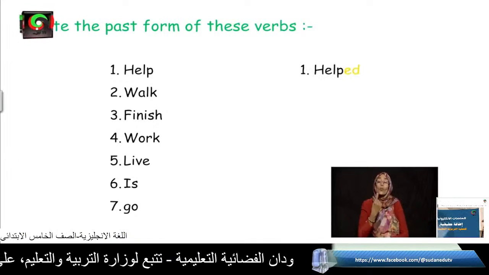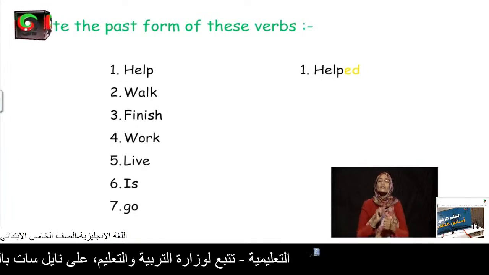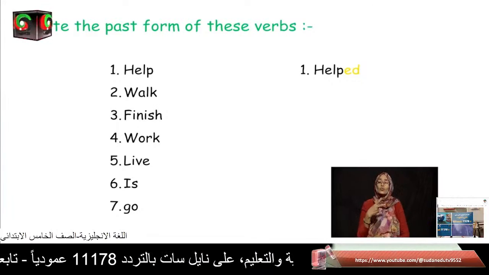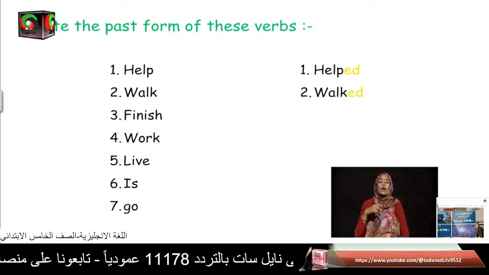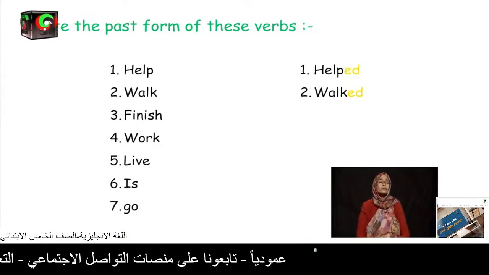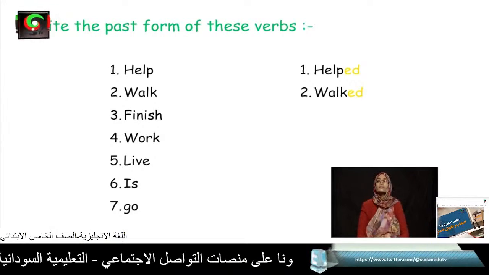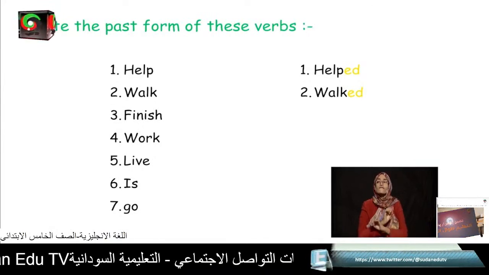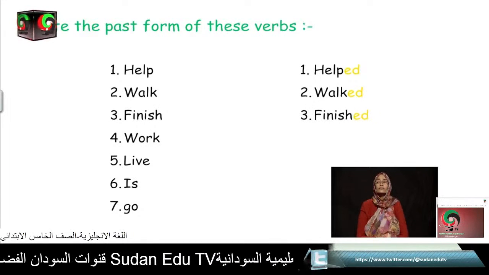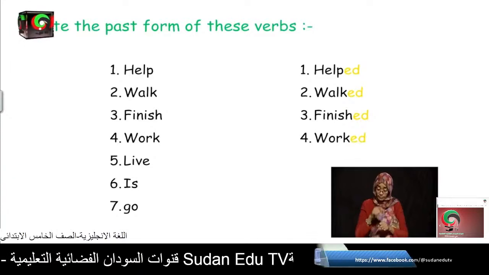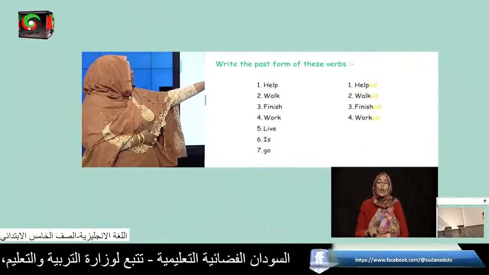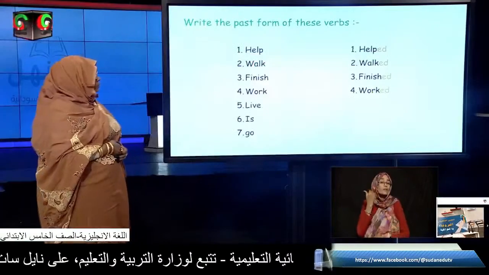For number 1, help is helped. Helped. Good, well done. Number 2, walked. Walked. Number 3, finish. Finished. Work. Number 4, worked. What do you notice here when we form the past form of these verbs?